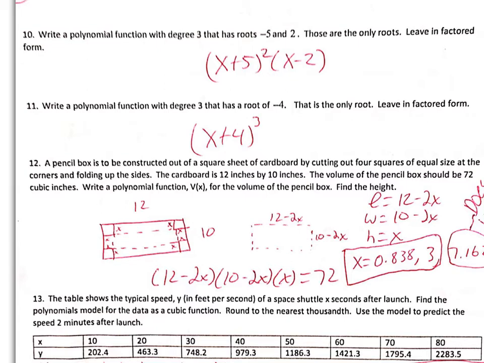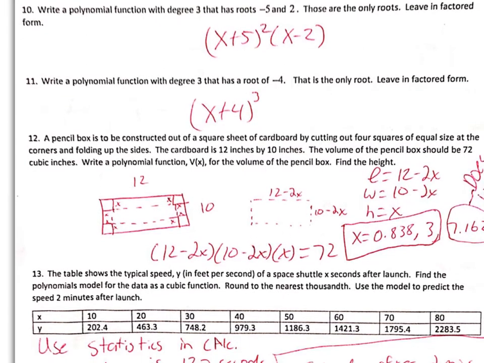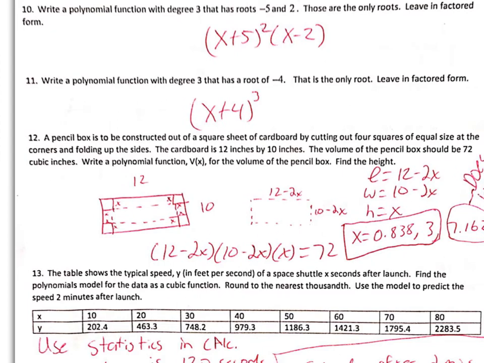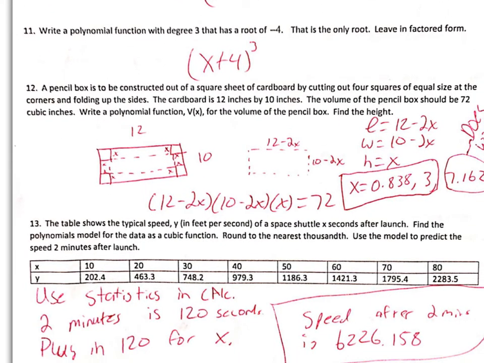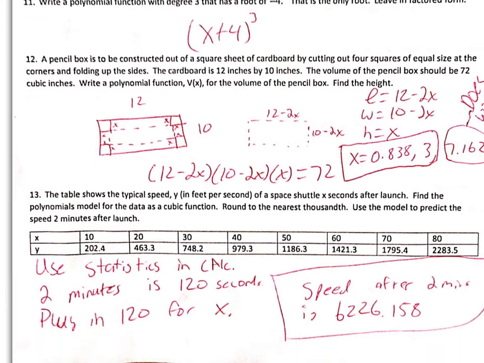One of them had to be squared. It did not matter which one. You had to have a total degree of 3. Here you had to have a total degree of 3 with only one root. It's the only root, so it had to be cubed. So it's x plus 4 cubed.